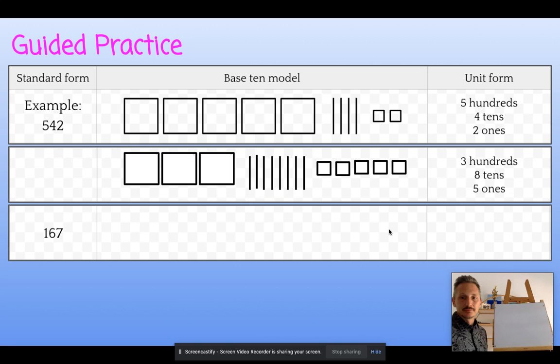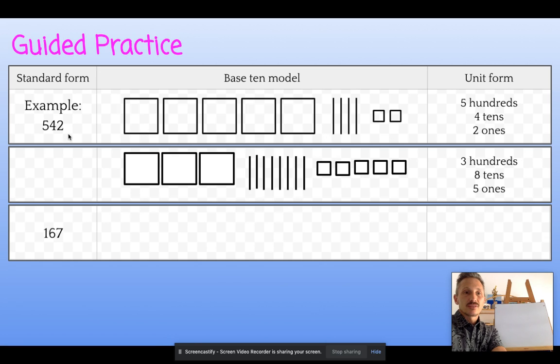Let's move on. So here we're going to do a little bit more practice together. Here we have the standard form. Remember that your standard form was just your number, 542. We have our base 10 model. That's using our blocks, right? Using our hundreds blocks, we have rods and we have our ones. And then we have the unit form. That's going to be using the words hundreds, tens, or ones if we have numbers in those places.